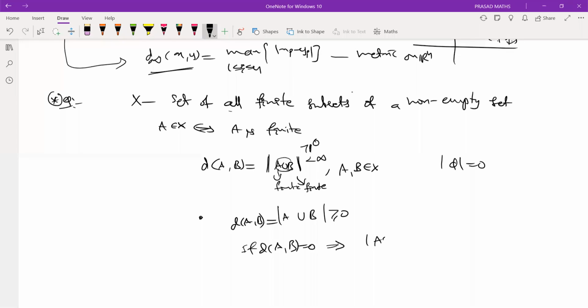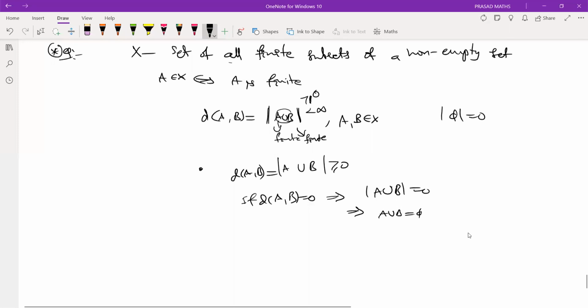What about the next property? If the distance is 0, that means the cardinality of A union B is 0. When do you say that the cardinality of A union B is 0? That means A union B must be the empty set. When do you say this? A is the empty set and B is the empty set. That means A equals B. There is no problem, right? What about the reverse case? If you take A equals B, what is the cardinality of A union B?